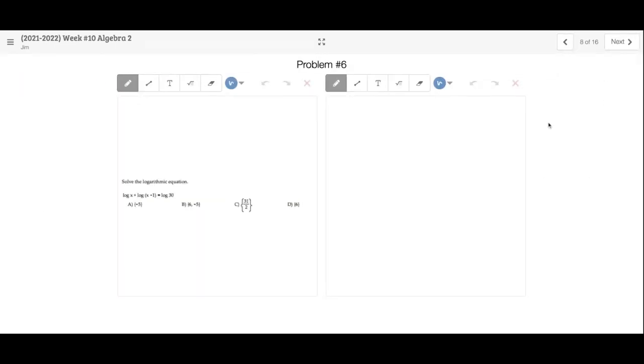All right, number 6. It says solve the logarithmic equation. Oh boy. Now I'm going to write this down. So I've got log, no base, so it's really base 10, of x, plus log of x minus 1, I think? My eyes are not the best, is equal to log of 30. Anytime I see more than one log on one side of the equation, I usually would go right away and rewrite that as a single log. That would be my first step.